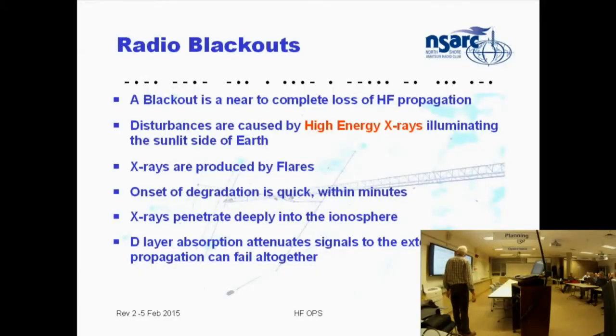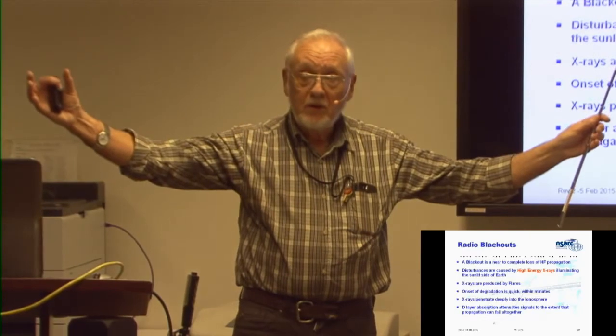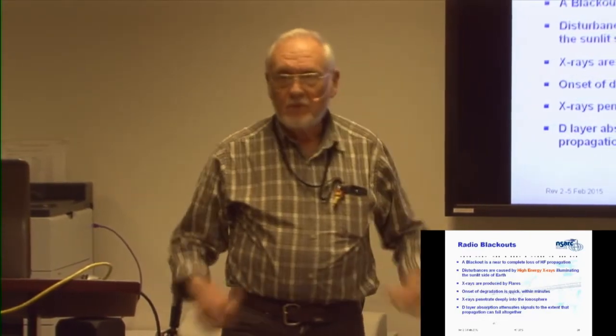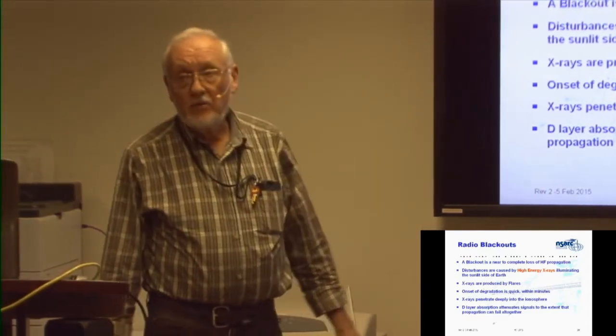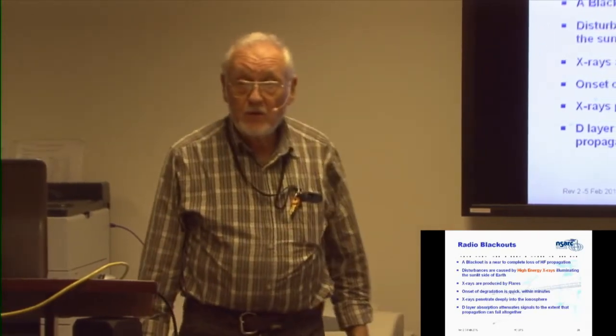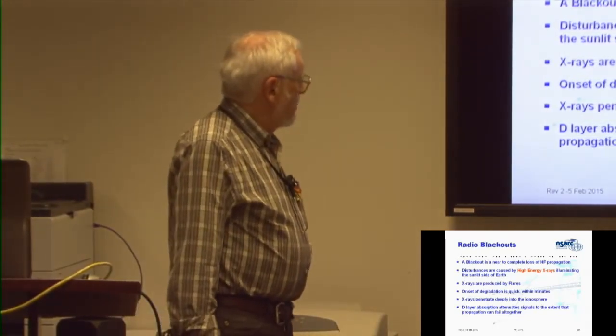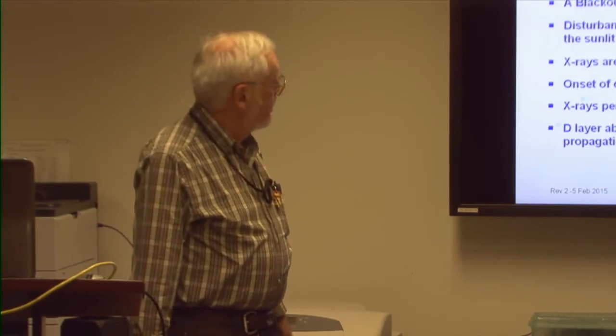Radio blackouts. That's when you lose propagation, like it's just not going to propagate anywhere. It's caused by high energy X-rays, basically illuminating the sunlit side. You're not going to see it on the dark side. The X-rays are produced by those flares. We know when we see those great prominences go up, and then there's an explosion as energy is suddenly released for whatever reason. It produces large amounts of X-rays. They penetrate pretty deep into the ionosphere because they're so energetic, and the absorption resulting from that penetration is very significant.